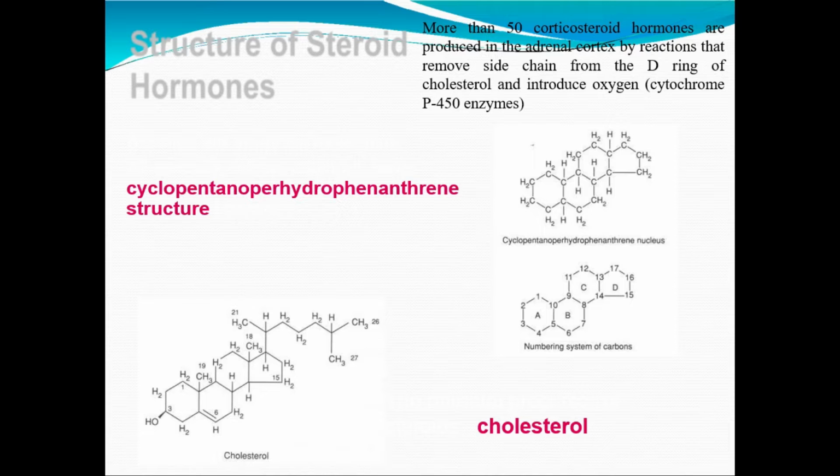During conversion of cholesterol to steroid hormones, the break occurs between carbon number 22 and 23, resulting in the formation of the cyclopentanoperhydrophenanthrene molecule, which contains a total of 17 carbons. All steroid hormones originate from this molecule, which is known as cyclopentanoperhydrophenanthrene.